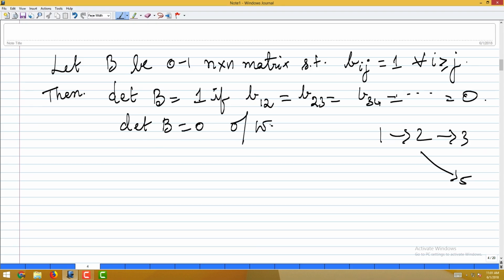So, how do we prove this fact? What are we given? To prove this, I just need to look at the determinant of such a matrix that is given to me, right. What is given to me?